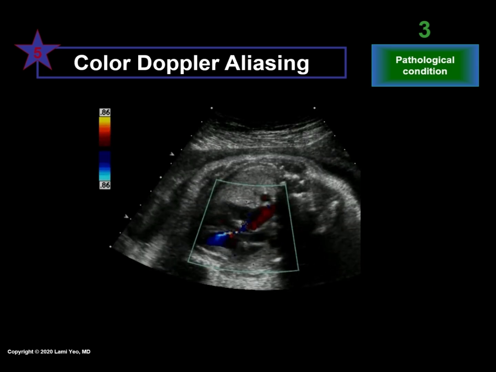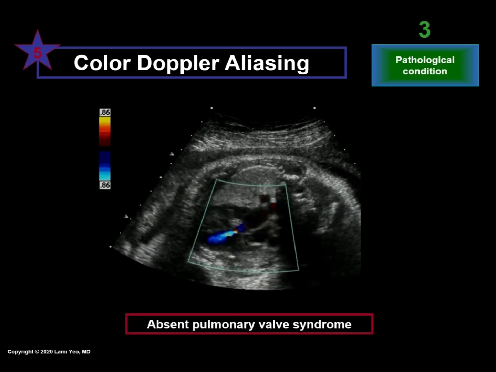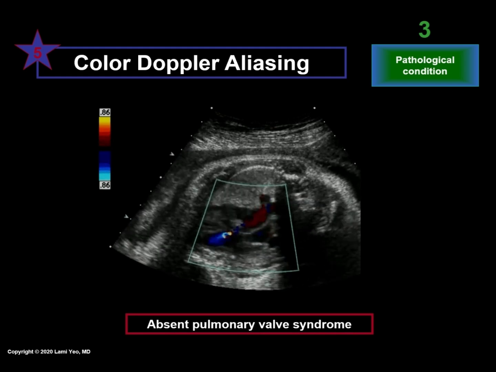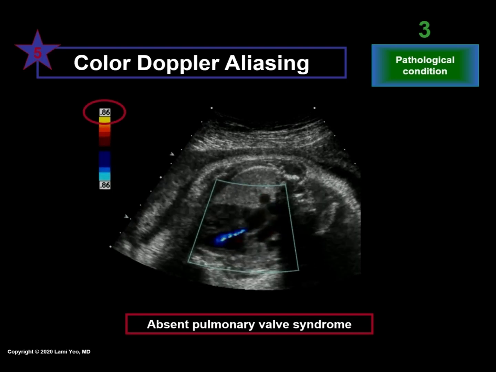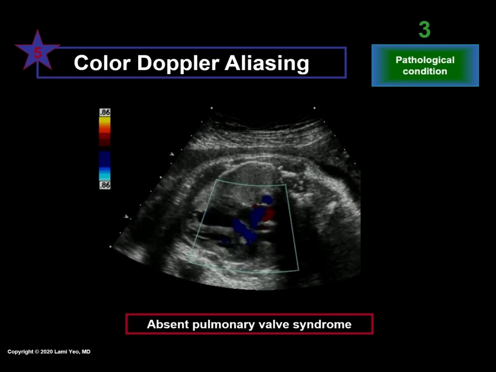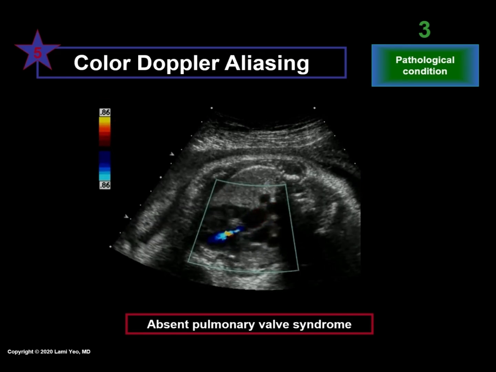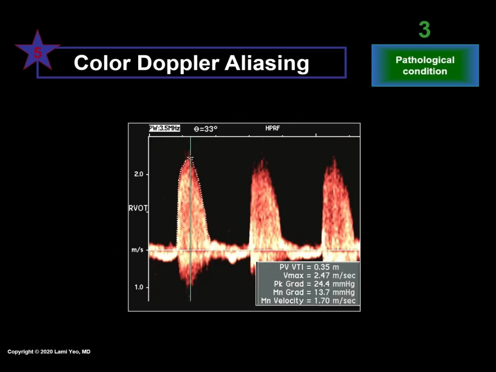Here, the entire video clip is played. The collective findings are consistent with absent pulmonary valve syndrome with pulmonary regurgitation. Notice that despite a high PRF or velocity scale setting of 0.86, the abnormally high velocity flow is still causing aliasing to appear. Indeed, pulse Doppler confirmed high velocity blood flow through the pulmonary artery at 2.47 meters per second.